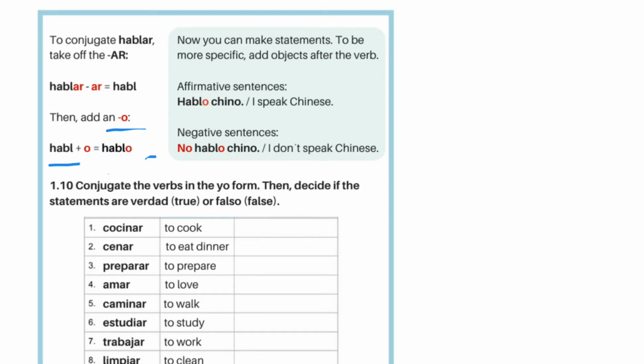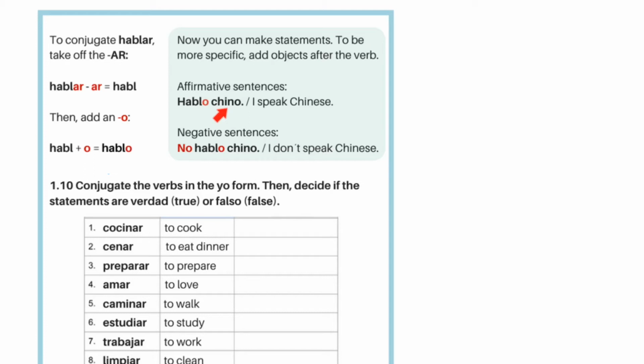So once you have your verb conjugated, in Spanish, you have your subject and you have your action. So if we take a look over here, hablo, I've added an object to this, one that we've seen in this chapter, Chino, which is Chinese, the language. And I added that just to make a more interesting sentence. I could just say hablo, I speak, but everybody speaks. That's not very interesting.